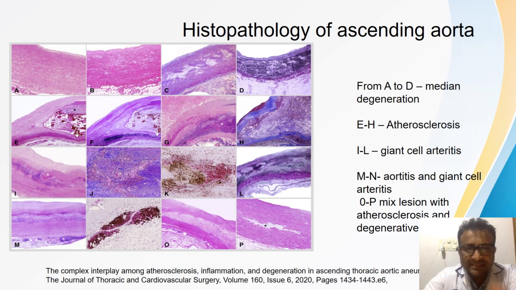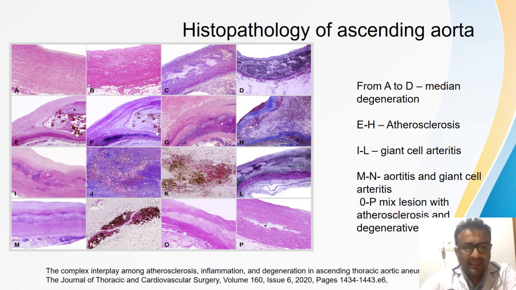Here you can see the histopathology of the ascending aorta of patients presenting with aortic dissection. From left, A to D are the slides of patients with medial degeneration. If you go from A to D, there is an increase in the severity of the medial degeneration. In A and B, there is mild to moderate medial degeneration, as well as elastic medial thinning out and elastic medial fragmentation. C and D are the severest form of the medial degeneration.